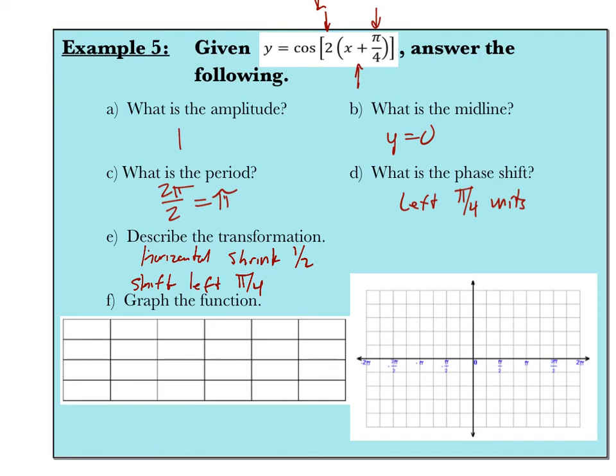All right, so let's just think about it here. Cosine, and then what ends up happening here? Cosine of x. My x usually goes 0, pi over 2, pi, 3 pi over 2, and 2 pi, right? And my cosine of x goes 1, 0, negative 1, 0, 1. How does all this change?